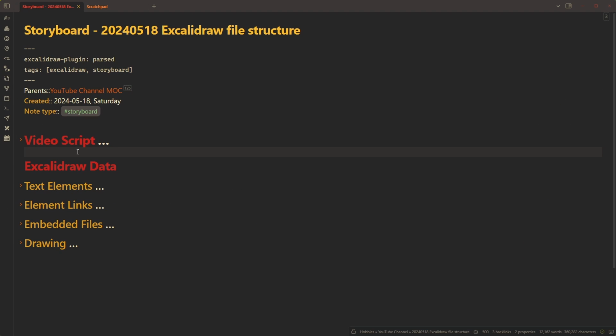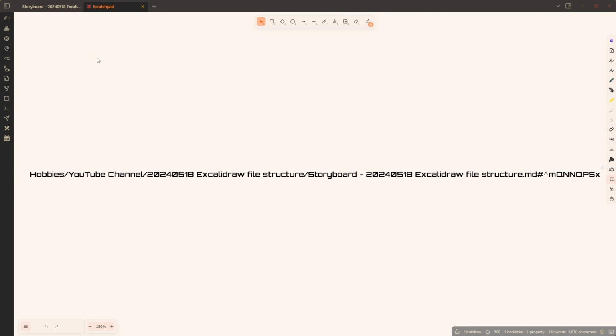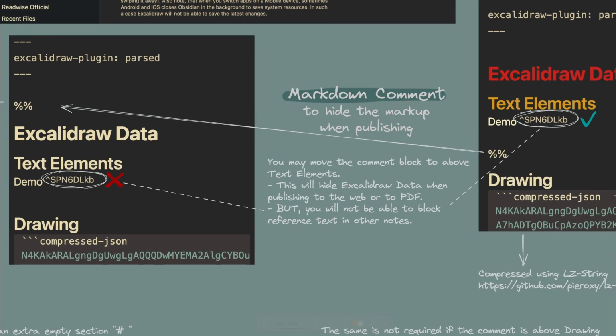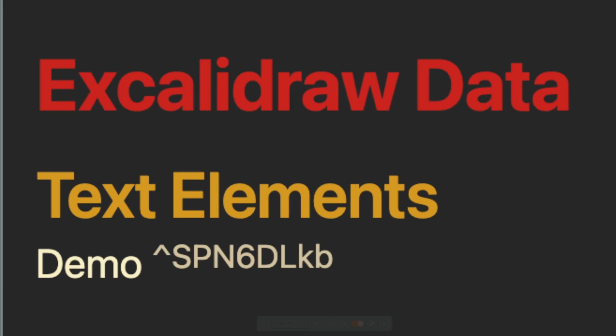But by doing so, block referencing text elements from your drawings will stop working because Obsidian does not index blocks in comments. The text elements section is where all your text in the drawing is stored. When we block referenced the text in another note a moment ago, this was the block reference we were using.